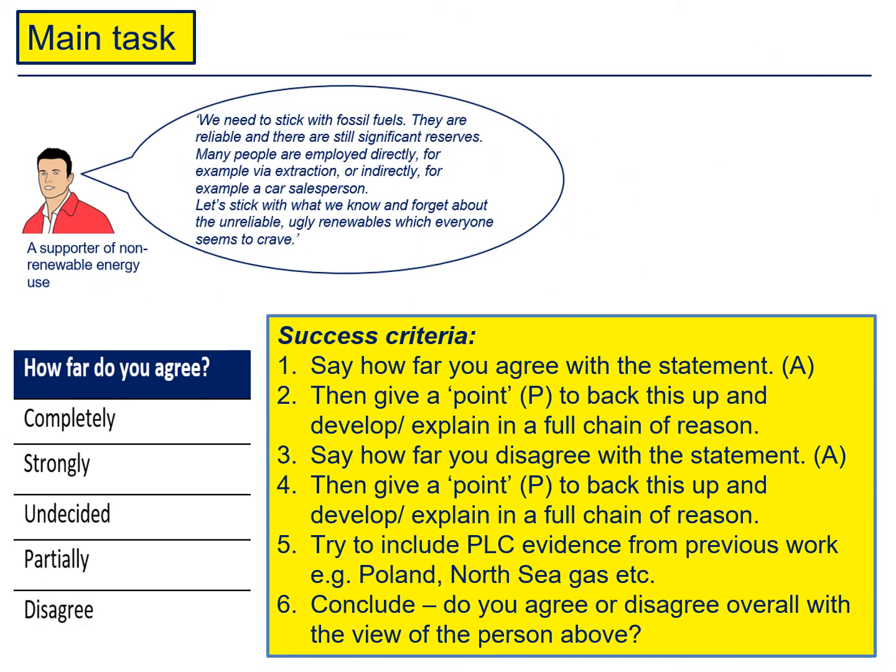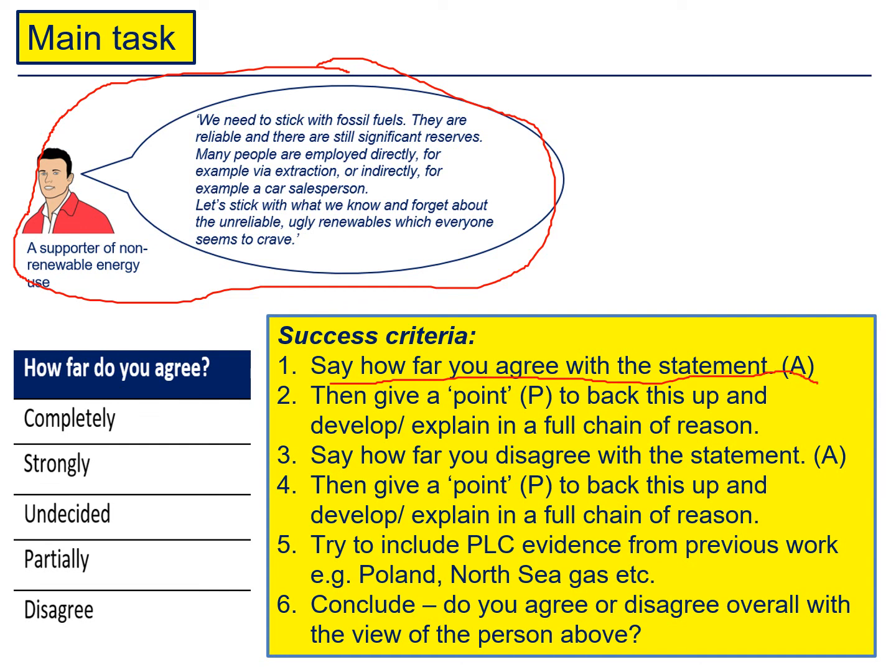Okay, so what you've got to do is write a letter back to this man here and say whether you agree or disagree with what he is saying. In your letter, you need to write at least 3 paragraphs. You need to write how far you agree with the statement. So like you did last lesson, where you had to say, I completely agree, or I strongly agree, I am undecided, I partially agree, or I disagree. Whatever you decide, you have to say that to begin with.